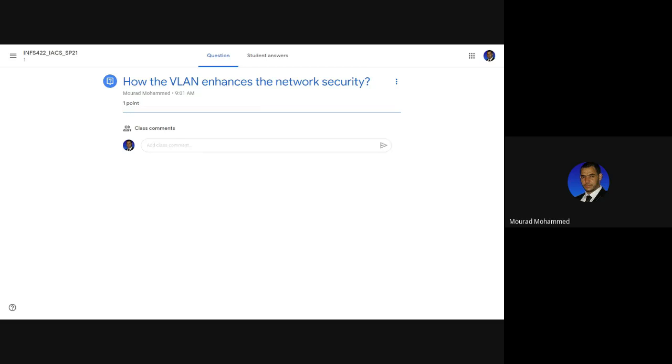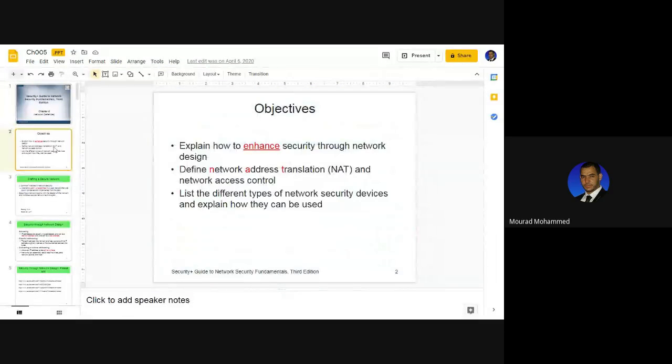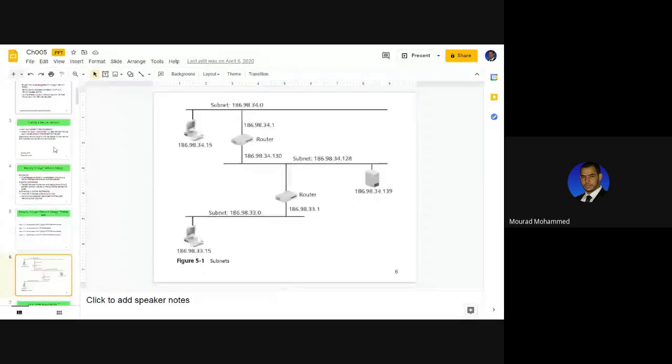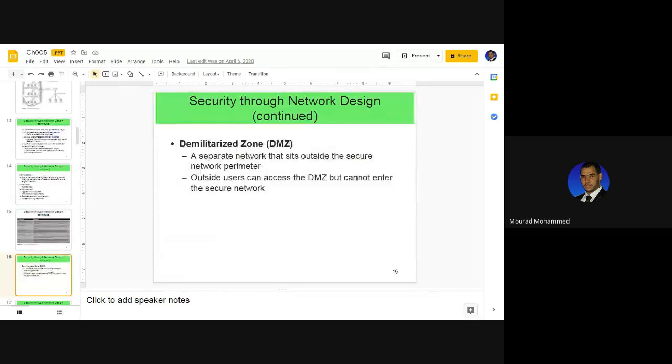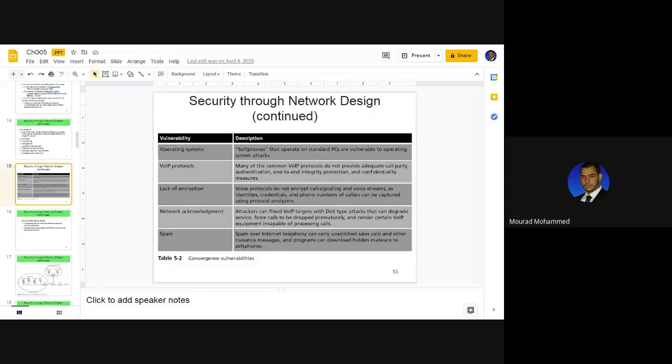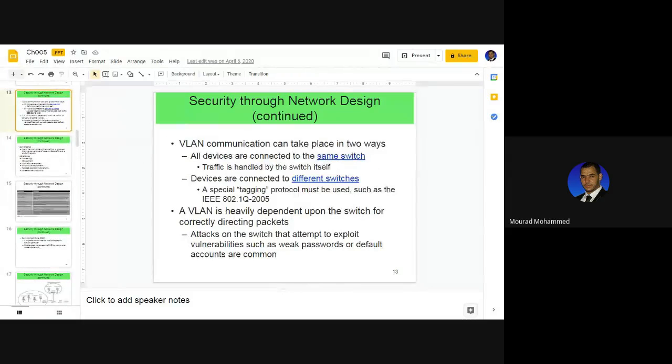So actually, we continue from where we stopped. That's where we were last, which is defining the virtualization concept.